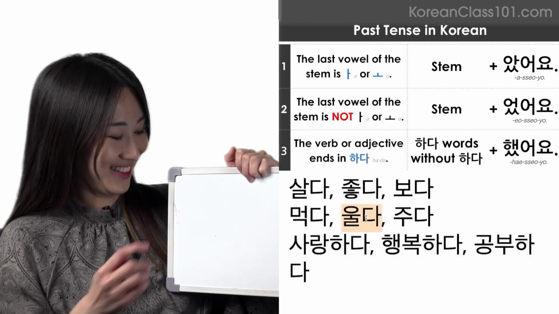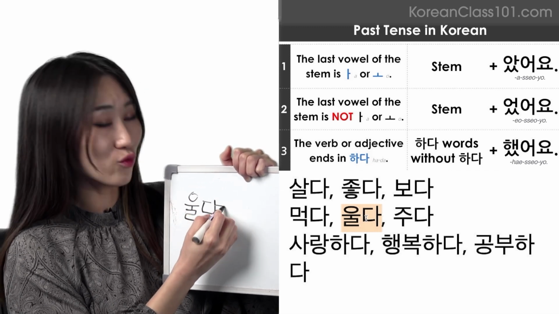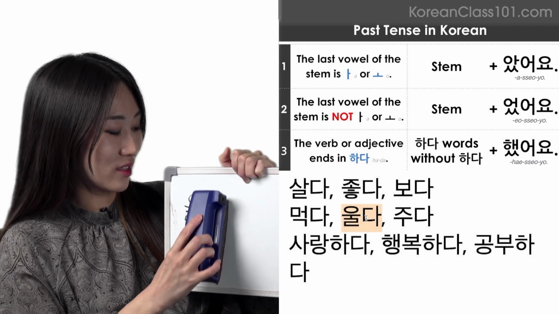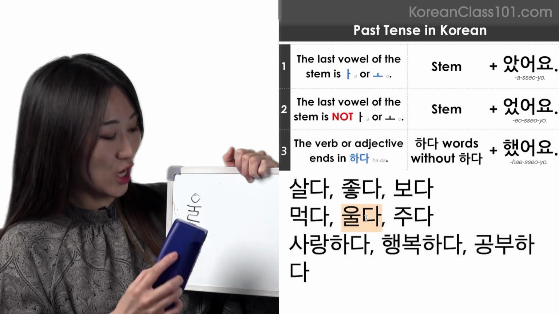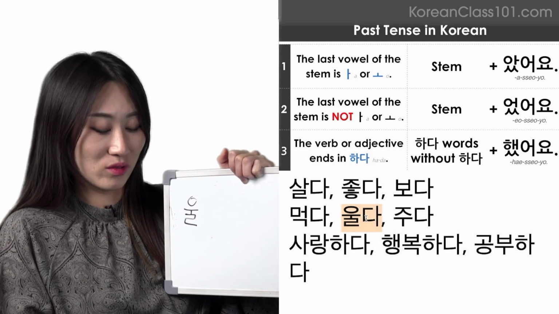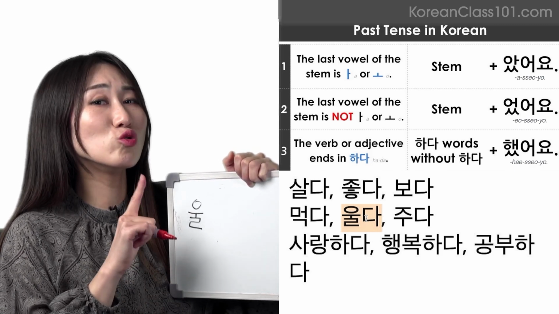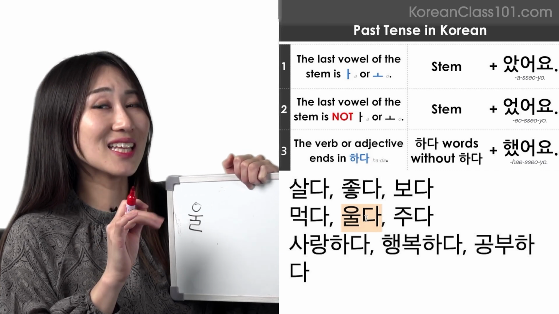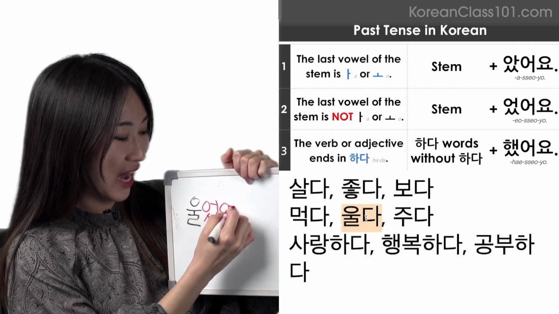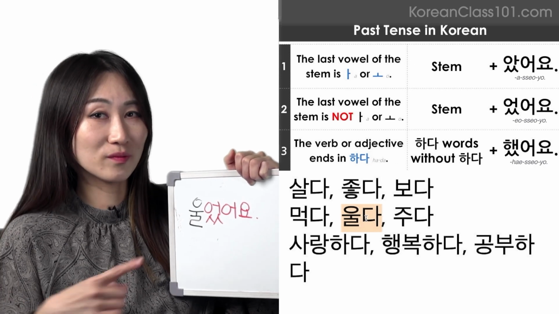Now let's try this 울다. To cry. 울다. This is a dictionary form, and again, we never use the dictionary form when we speak. We need to change to present tense or past tense, future tense. So I got the stem here, 울. It was 울다, but stem is 울, right? It includes 우 as a vowel, which is not 아 or 오. So I'm using 울었어요. I cried. 울었어요. Okay?